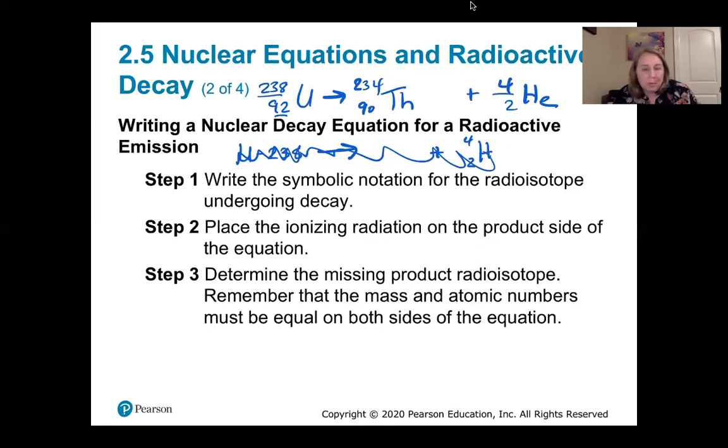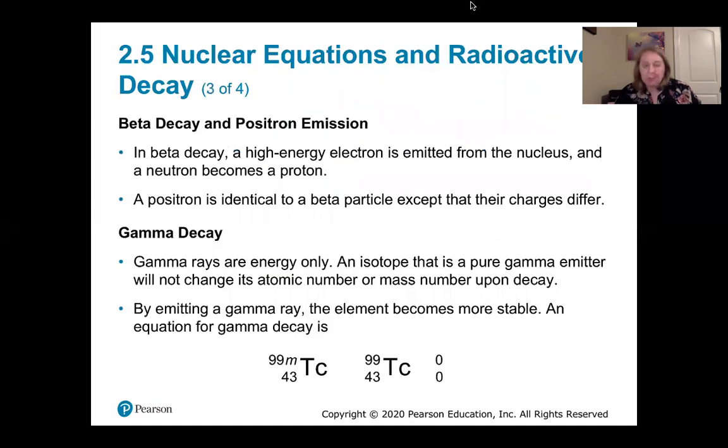So just remember to check your mass numbers and atomic numbers on either side. So we'll do a bunch of those in a minute. All right, so different kinds of decay.